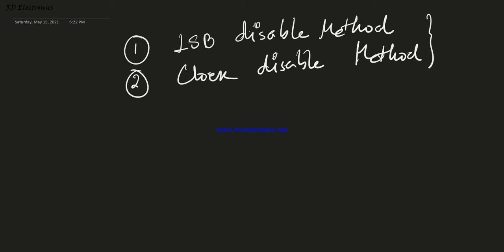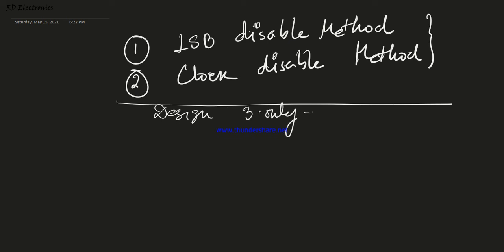In the LSB disable method, the mechanism is that we change the LSB from the toggle condition to the no change condition, and for the clock disable method we disable the clock. So this is the primary difference between the LSB and the clock disable method. Next, our objective is to design a 4 only 4 self-stopping counter. Not 3, let us just assume 4.